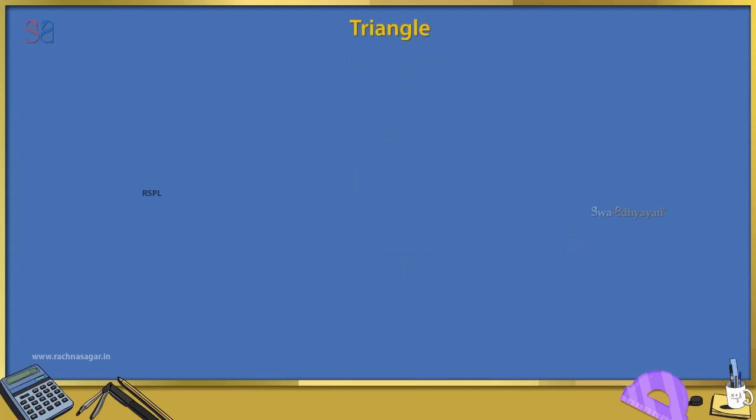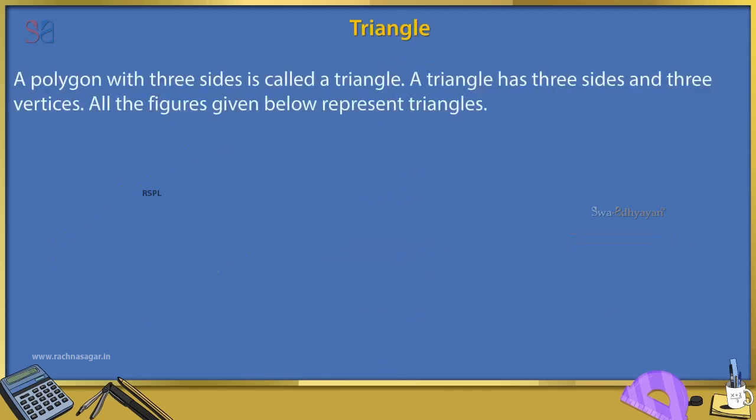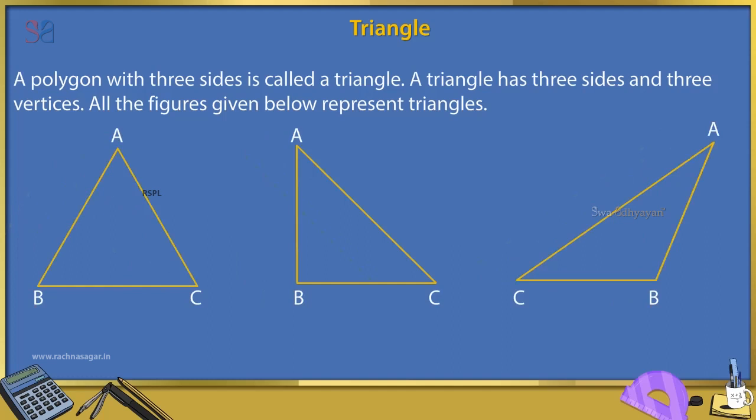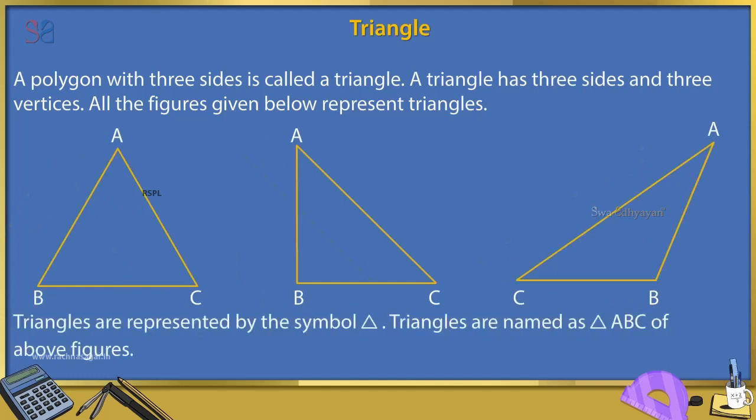Triangle. A polygon with 3 sides is called a triangle. A triangle has 3 sides and 3 vertices. All the figures given below represent triangles. Triangles are represented by the symbol. Triangles are named as triangle ABC for the above figures.